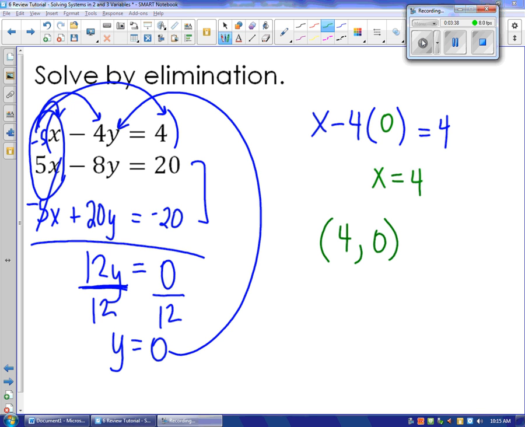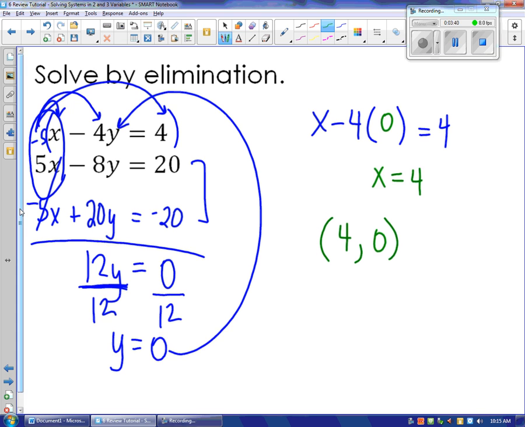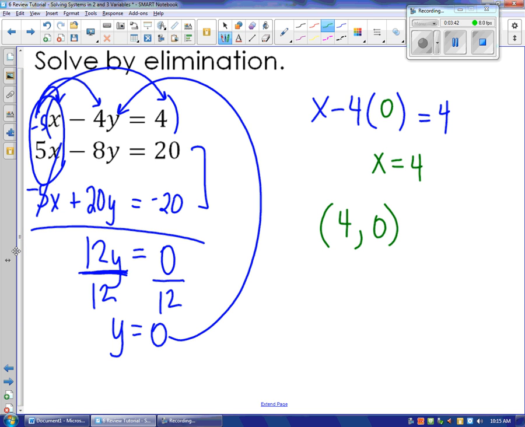If I had decided to eliminate y first instead of x, let me just show you what that would look like. So I'd still have my equations, x minus 4y equals 4, and I'd have 5x minus 8y equals 20.